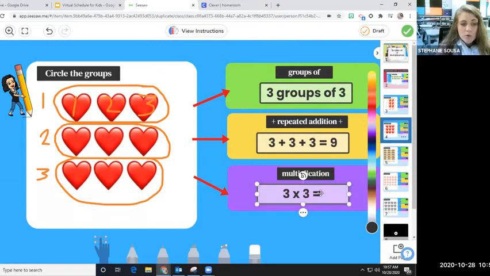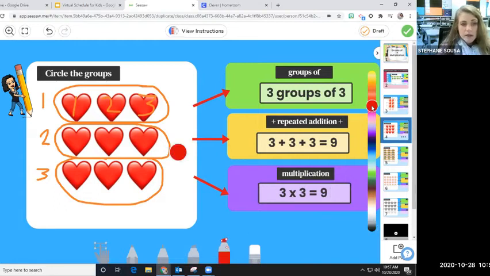My answer will be the same. This picture did not change. There are not now magically more hearts or magically less hearts. Here's what a lot of you were doing yesterday.